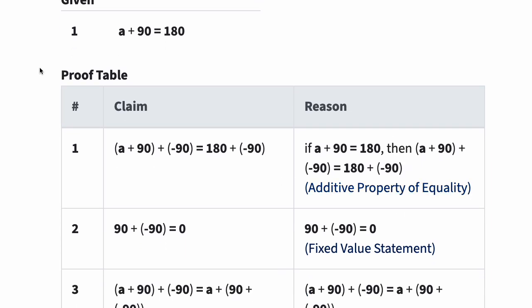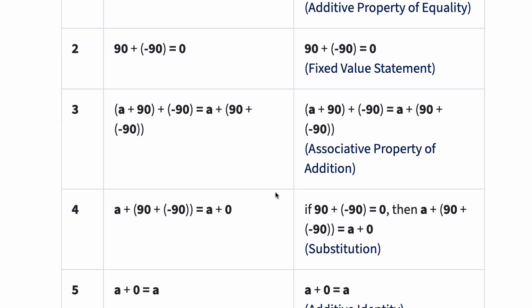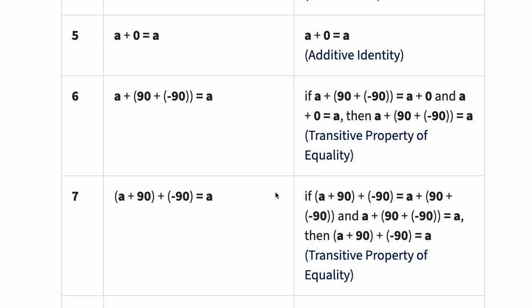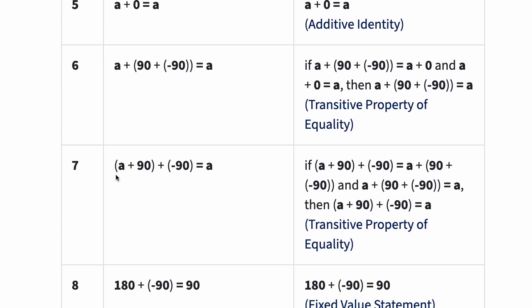Let's go through the proof. We're given that a plus 90 equals 180. In step 1, we use the additive property of equality to claim that a plus 90 plus negative 90 is equal to 180 plus negative 90. In steps 2 through 7, we show that a plus 90 plus negative 90 equals a, because 90 plus negative 90 is 0.